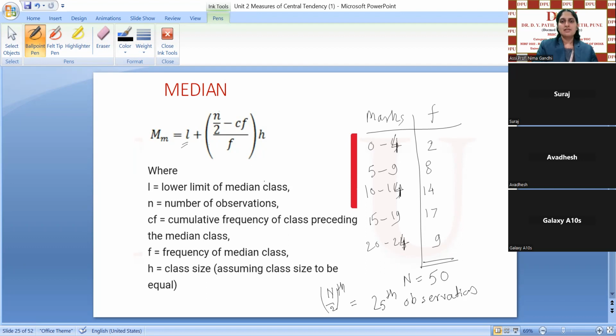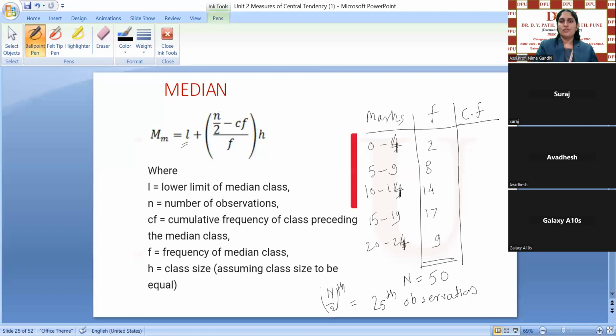So frequency means the frequency of the median class. So what is the median class here? How to find it out? For finding out the median, first you have to find out the cumulative frequency. So what is the cumulative frequency? Cumulative frequency means frequency up to the upper class limit.